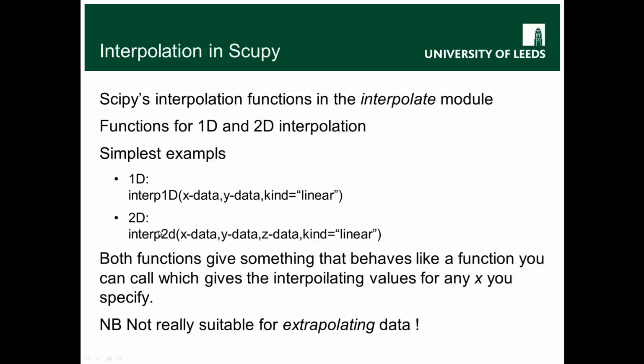and the interp2d. And they both simply take your x data, your y data, z data if it's 2-dimensional interpolation you're doing, and then a kind, which can either be linear, which means you're drawing straight lines between the points, or cubic, which means you're trying to fit a cubic curve locally to each set of points to make a smoothly varying curve. And then what both functions give you is something that behaves like a function, in that you can call it with any set of x you like, so long as those x values are within the same range of the original x data you had.